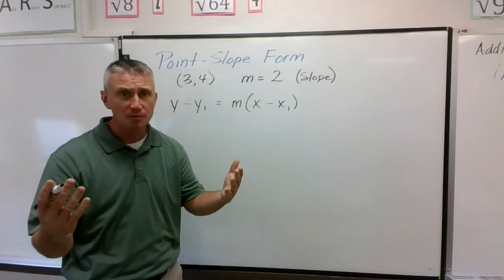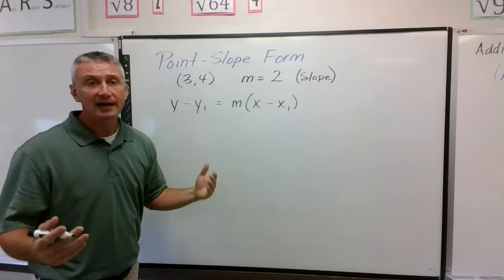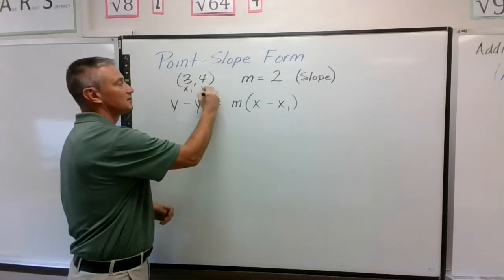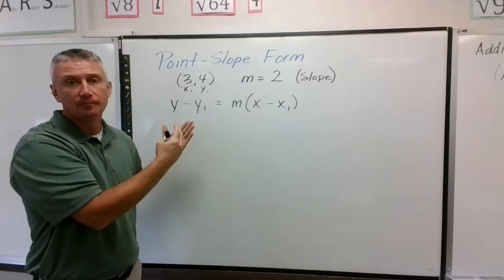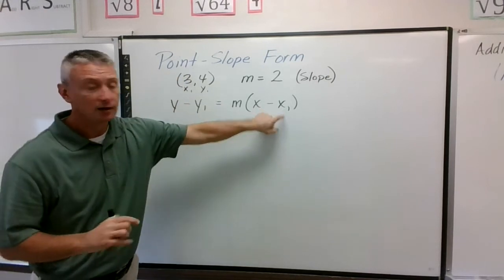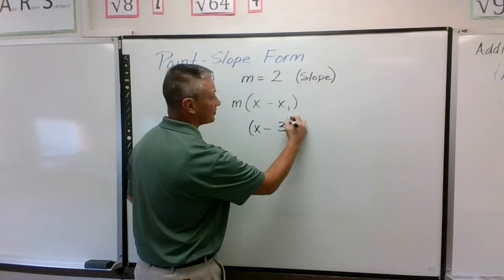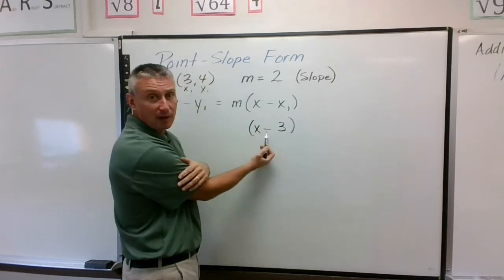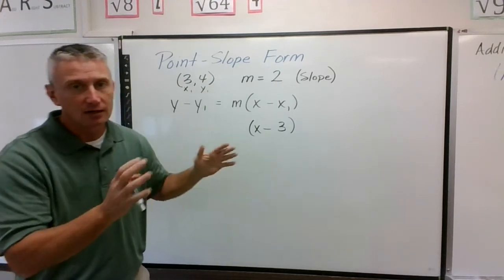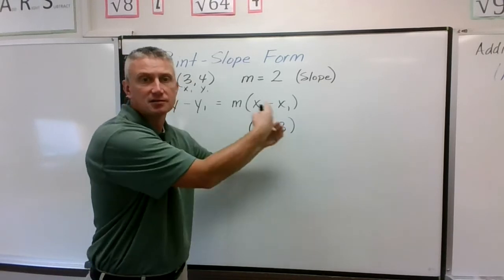Now, here's what we mean by that. Here we have x sub 1 and y sub 1. X sub 1 and y sub 1 are coming from our point. This is x sub 1 and this is y sub 1. That's the point we're using. So if I take my x sub 1, which is 3, and replace it over here, I'm going to replace this with x minus positive 3. But notice that the minus sign is still there, so this actually appears to be a negative 3. Well, the minus sign is part of the formula. If you subtract positive 3, that's just minus 3, positive 3.